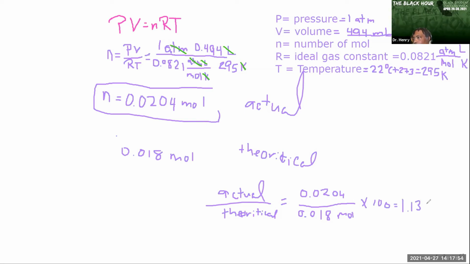Thank you, Christina. So you mean 113, right? Because we multiplied by 100. So this would be 113%. Whatever the decimal we get, just times that by 100. And that's going to give you a percent yield.